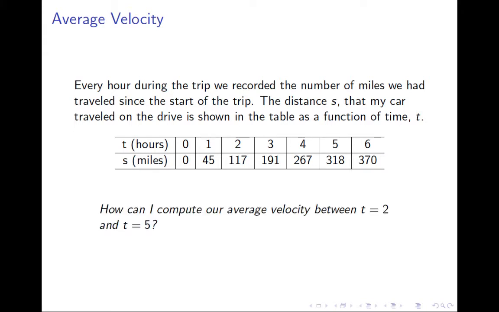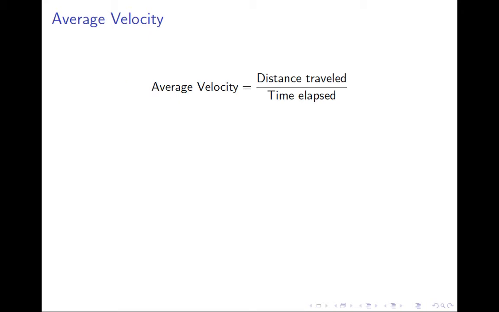So the question is, how can I compute our average velocity between t equals 2 hours and t equals 5 hours into the trip? So if you remember, the average velocity is the ratio of the distance traveled by the object over the time elapsed. Another way to think about this is that average velocity is given by the ratio of the change in the position of the object over the change in time.